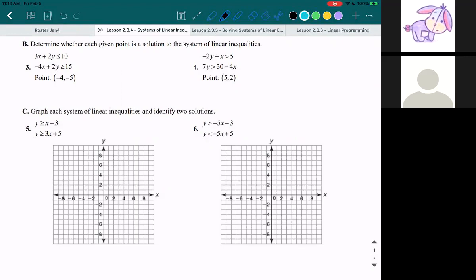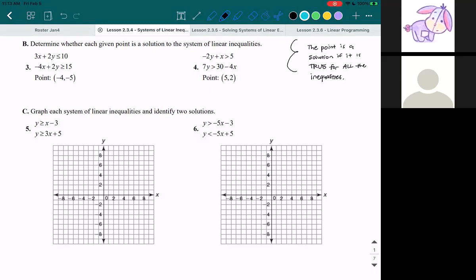So it's a solution if it's true for all the inequalities. I'm going to write that down. The point is a solution if it is true. Oh my gosh, I do not know how to spell true. Wow. True for all the inequalities.